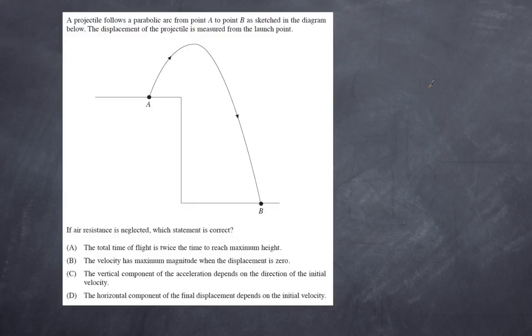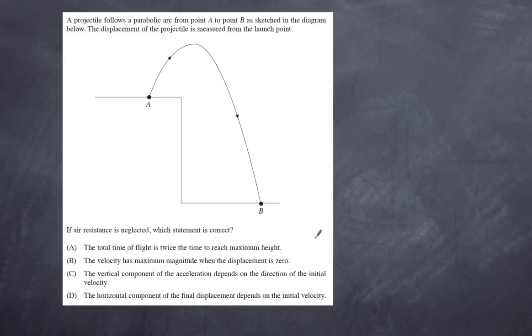Here a projectile follows a parabolic arc from point A to point B and ends as sketched in the diagram, and the displacement of the projectile is measured from the launch position. If air resistance is neglected, which statement is correct? Is it A, that the total time is twice the time to reach the maximum height? Is it B, the velocity has a maximum magnitude when the displacement is zero? Is it C, the vertical component of the acceleration depends on the direction of the initial velocity? Is it D, the horizontal component of the final displacement depends on the initial velocity?